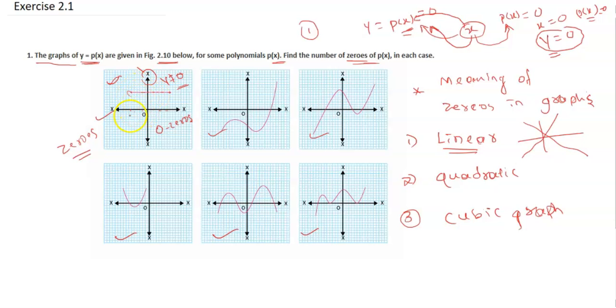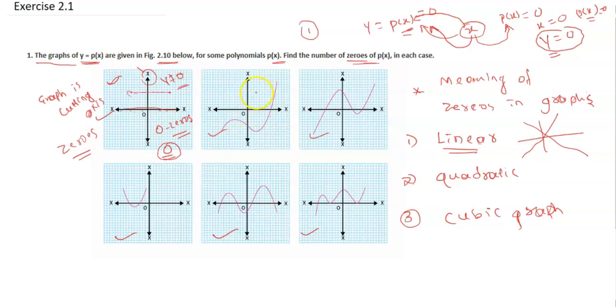Is this graph cutting the x axis? No, here this graph is not cutting the x axis. This is the x axis. Do you have any point of intersection with the x axis? No. So we have 0 points of intersection with the x axis. So here the number of zeros in this graph is 0.